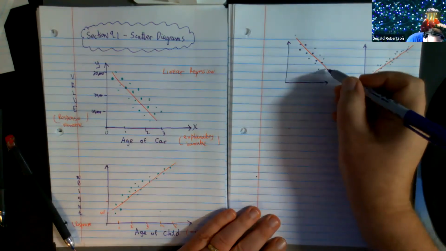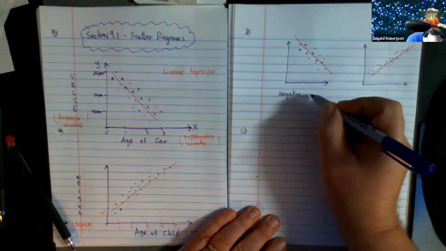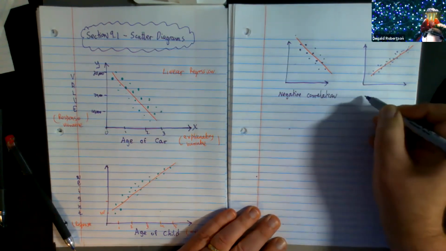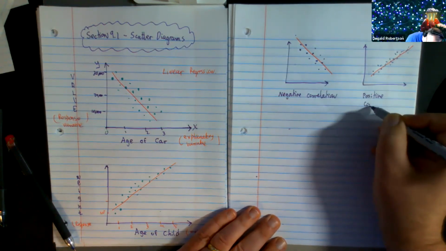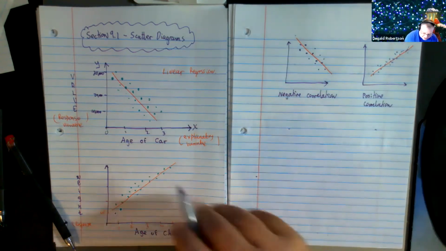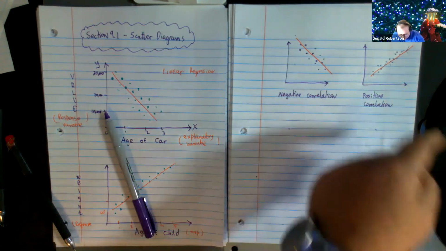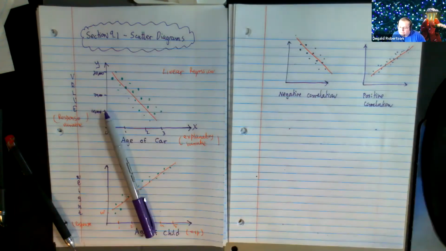We say this one has negative correlation, and we say this one has positive correlation. So lines that go up the way are positive, lines that go down the way are negative. The easy way for me to remember is, doesn't that have a positive slope and doesn't this have a negative slope? Positive and negative correlation.